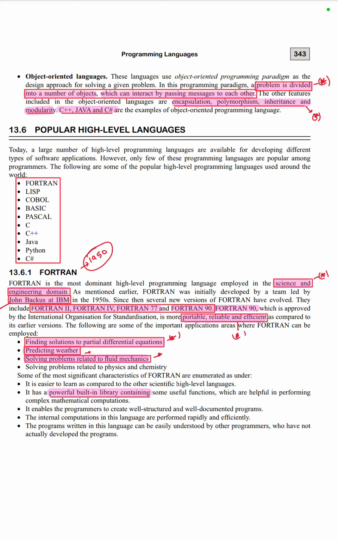Fortran can be employed in finding solutions of partial differential equations, predicting weather, solving problems related to fluid mechanics. It has a powerful built-in library containing some useful functions which are helpful in performing complex mathematical computations.